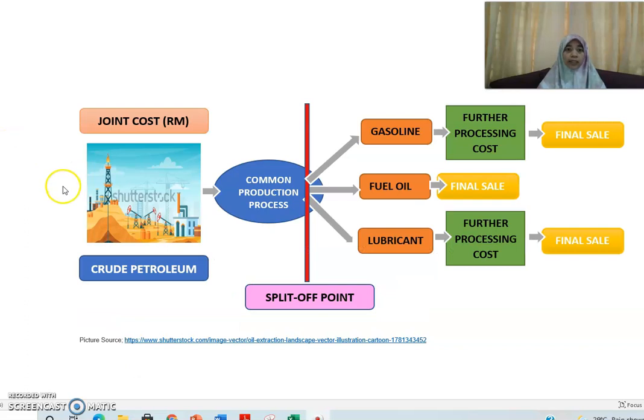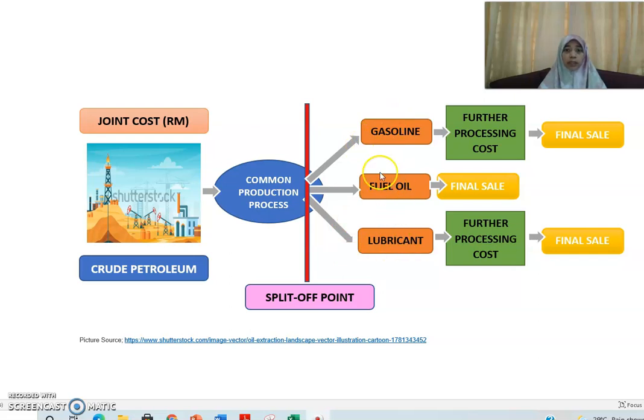Just look at this example. You are in the oil refining industry. From the crude oil, you will process your raw material, that is your crude petroleum, and then you will incur cost. The output that you get is gasoline, fuel oil, and lubricant, so you will have three products. These three products are known as your joint products.